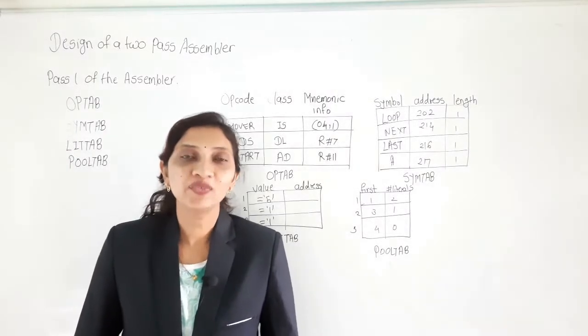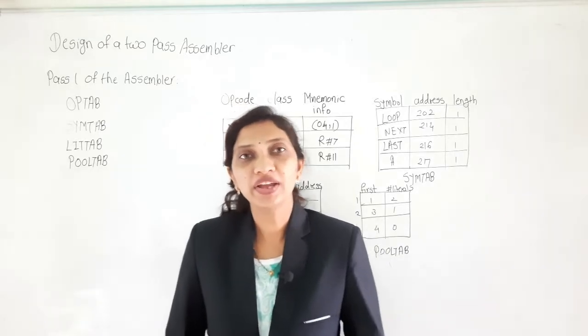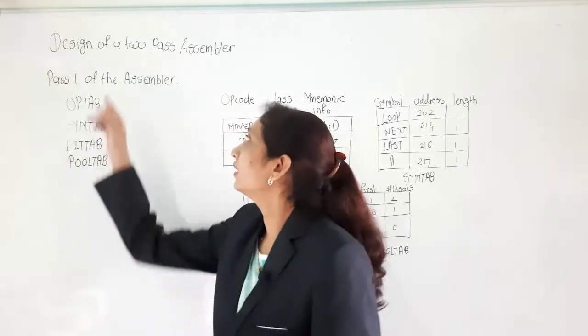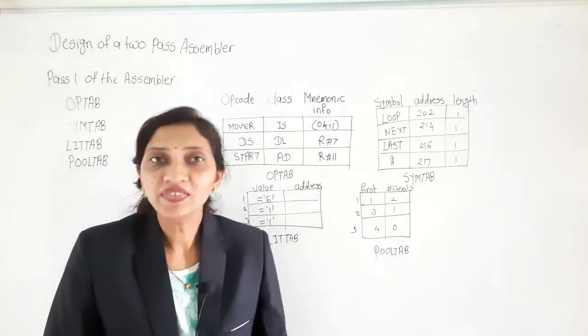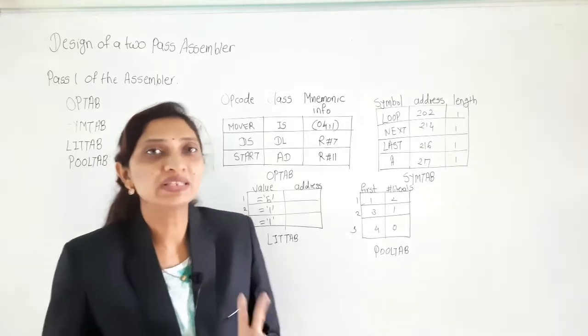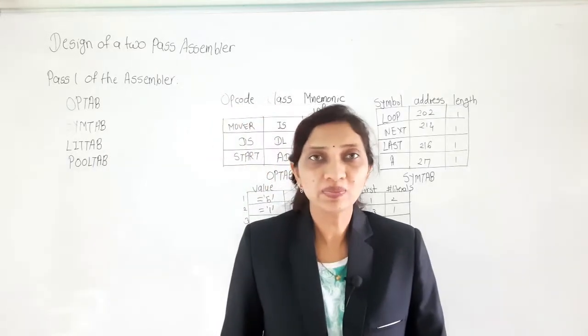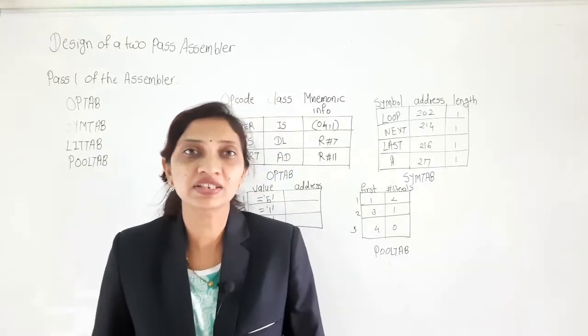In the last lecture, we learned about the phase structure of an assembler. Today, we learn about the design of a two-pass assembler. If we consider the design of a two-pass assembler, two passes are there. During the first pass, which tasks are performed, and during the second pass, which tasks are performed?